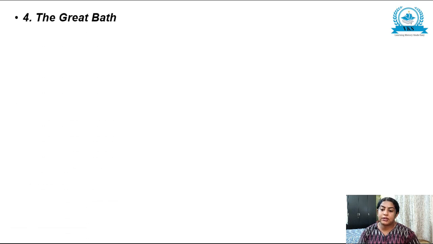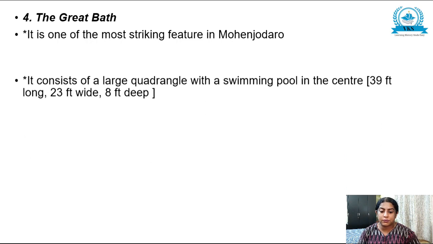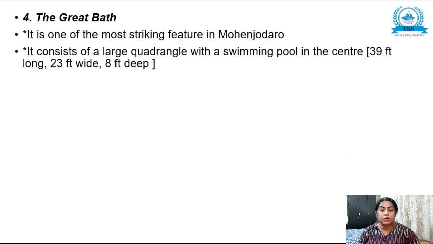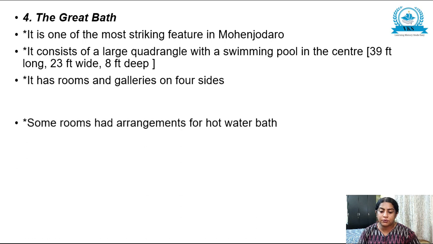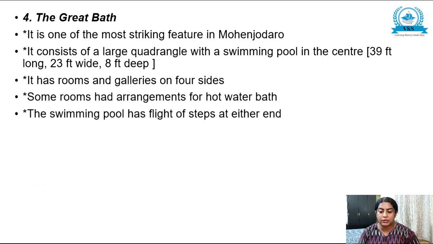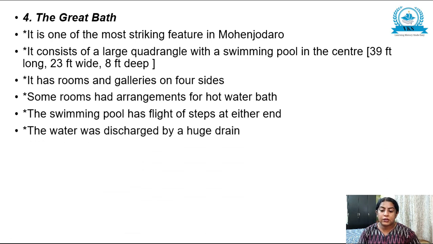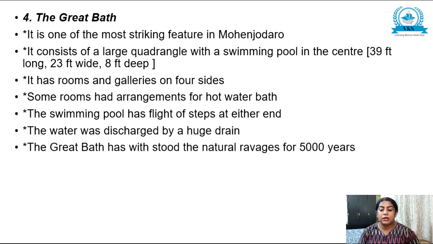Next subheading, the Great Bath. It is one of the most striking features of Mohenjo-daro. It consists of a large quadrangle with a swimming pool in the center. It had rooms and galleries on 4 sides, and some rooms had arrangements for a hot water bath. The swimming pool had a flight of steps at either end, and the water was discharged by a huge drain. The Great Bath has withstood the natural ravages for 5,000 years.